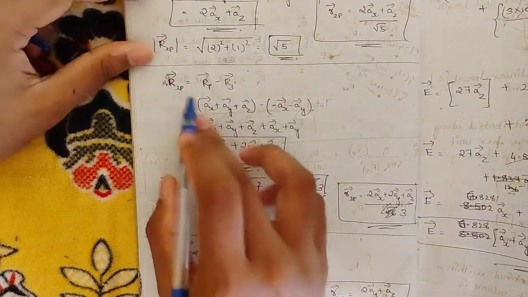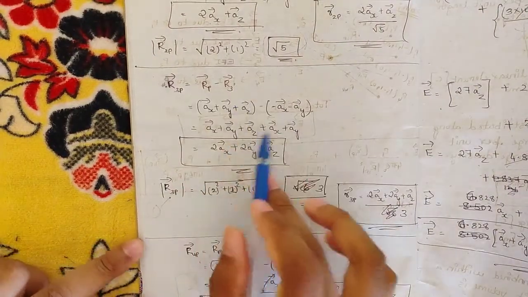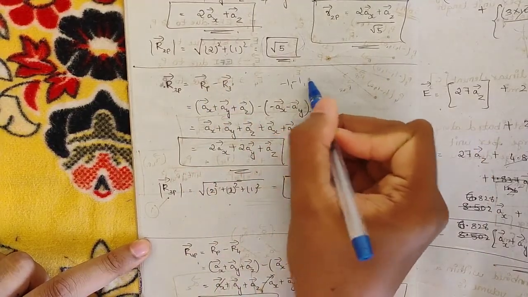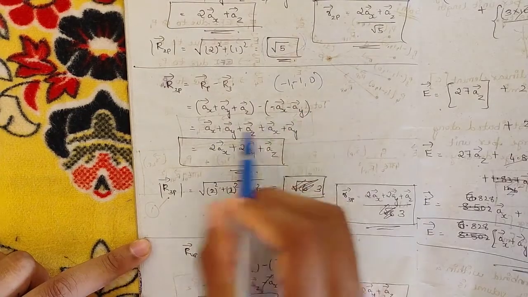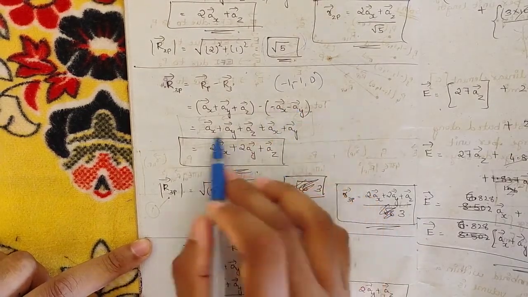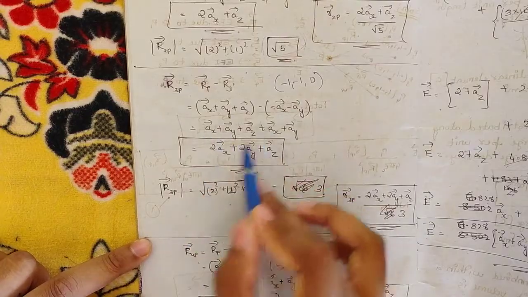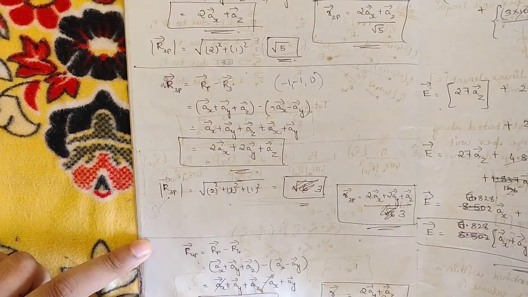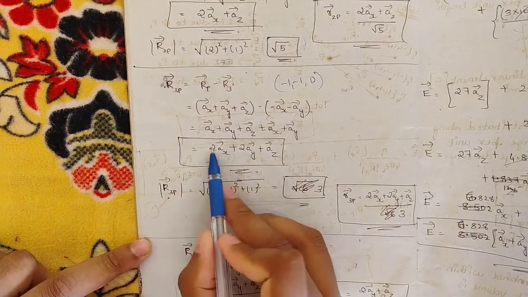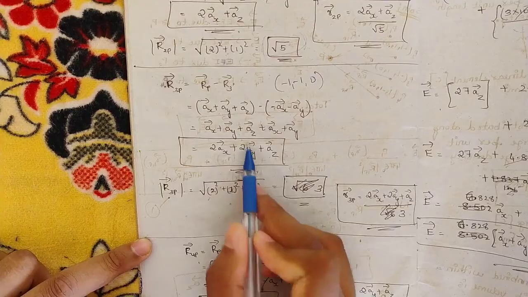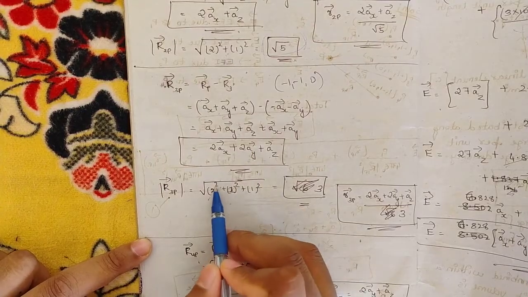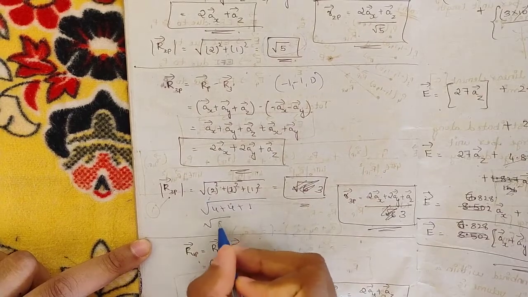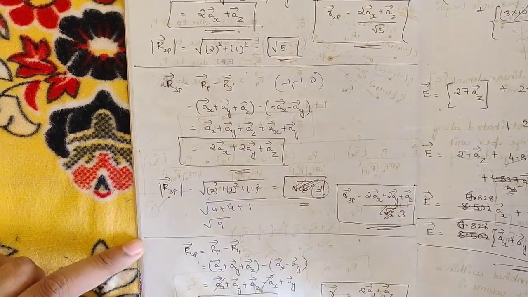Similarly find R3p, the same thing, Rp minus R3. This is Rp and R3 this time is (-1, -1, 0). So minus Ax minus Ay, minus minus is plus, so here no terms get cancelled. Ax plus Ax is 2Ax, Ay plus Ay is 2Ay, and Az. Take its magnitude, that is the square root of 2 squared plus 1 squared plus 2 squared, that is square root of 4 plus 4 plus 1, that is square root of 9. And square root of 9 is equal to 3.